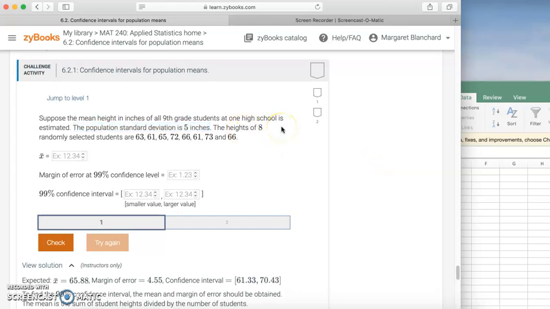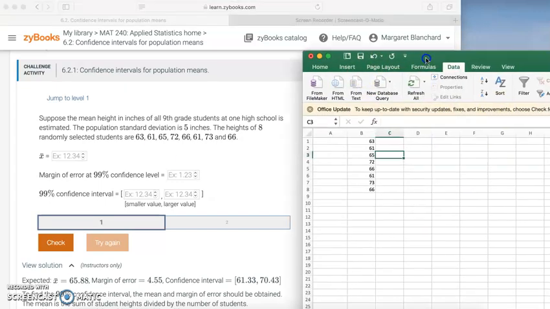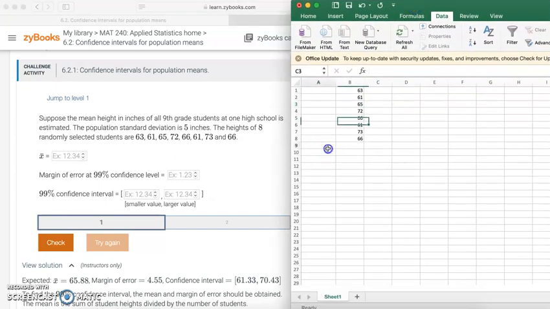The heights of 8 randomly selected students are 63, 61, 65, 72, 66, 61, 73, and 66. So we need to find the sample mean, X bar, margin of error at the 99% confidence level, and the interval. So I have already handily typed all this information in over here.